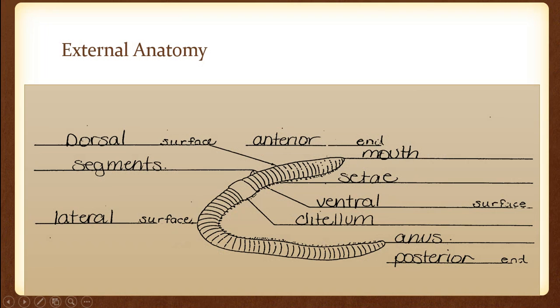And here's that clitellum, right? That's very noticeable on some, not as much on others. And then we get down to here to the posterior end, and then this is called the anus. That's where the poop comes out right there. So that's our external anatomy of our earthworm.